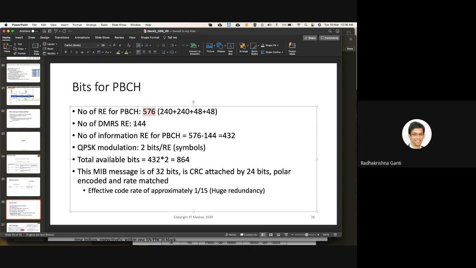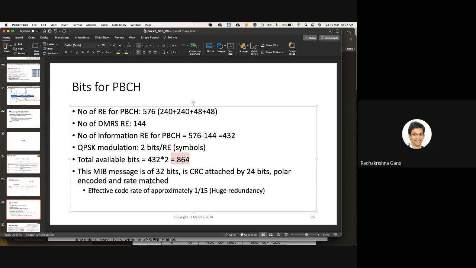The number of DMRS REs is 144 in the PBCH block, in the SS block. So 576 minus 144 is 432 REs for data. You use QPSK modulation for PBCH, so 432 times 2 is 864 bits that can be carried in PBCH.